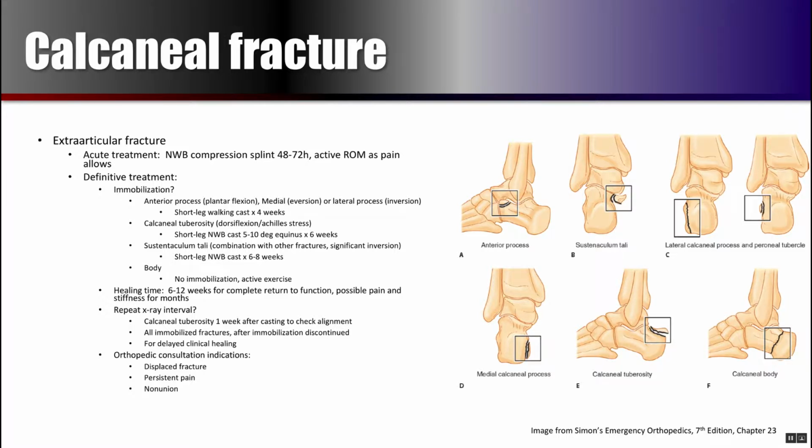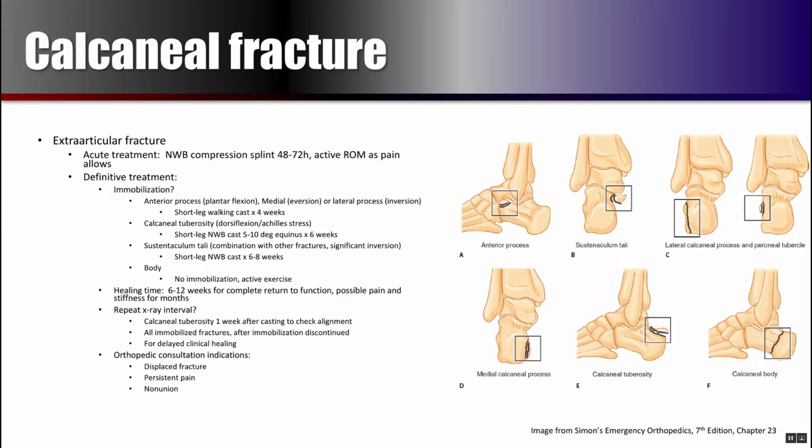In terms of an anterior process fracture, a medial process fracture or a lateral process fracture, which is a result of forced plantar flexion, eversion, or inversion, respectively, a short leg walking cast for 4 weeks is often sufficient. For a calcaneal tuberosity fracture, as you can see in image E, this is typically a dorsiflexion injury involving Achilles stress, and a short leg non-weight-bearing cast at 5 to 10 degrees equinus for 6 weeks is usually sufficient immobilization.